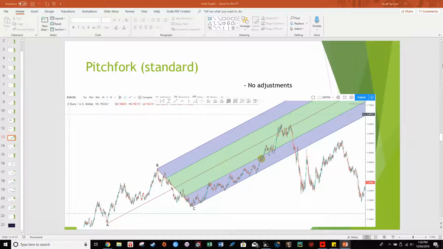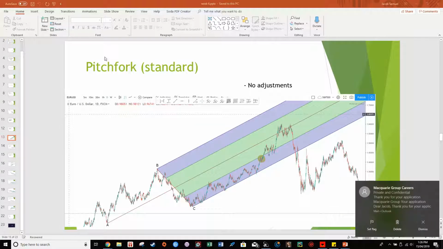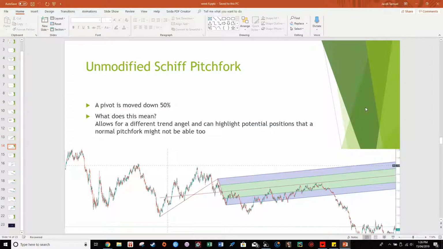Okay. Unmodified shift pitchfork. What does the unmodified one do? It takes in, for adjustment, I think it's the x-axis, but not the y. So what does that mean? We go A, B, C. The tail, instead of starting from here and going that way, tends to start here. What does this mean? It allows for a more aggressive angle.